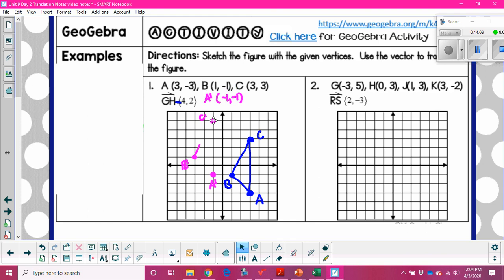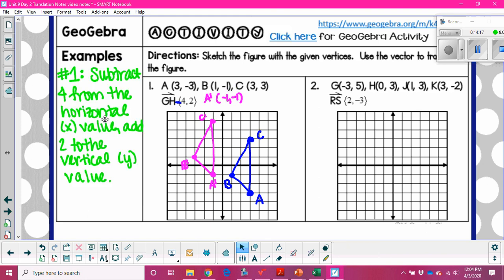I'm just going to draw in my diagram right here. So there's the translation. For this one, all we did was subtract 4 from the horizontal value, and then we added 2 to the vertical value, which was y. So our A prime was at (-1, -1). B prime was at (-3, 1). And then we had C prime, which was at (-1, 5).